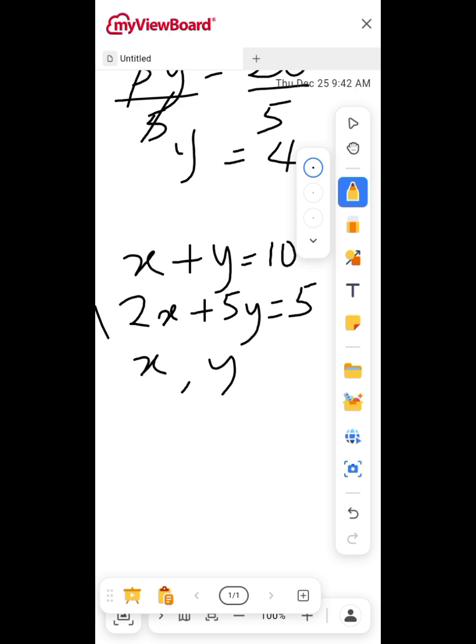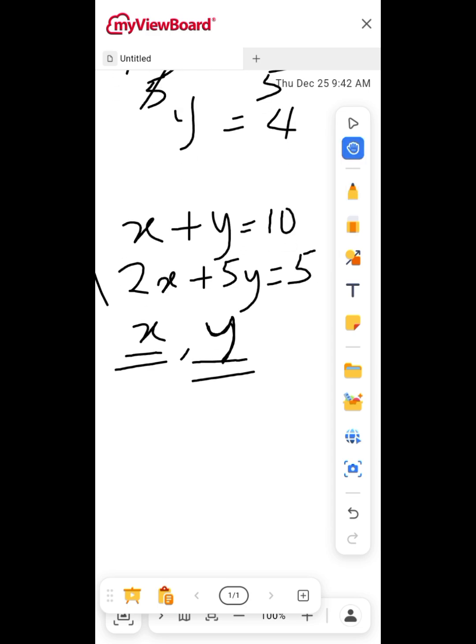Unlike other forms of equation that we have learned in JSS 1 and 2, where we are only interested in finding a variable at a particular point in time, in this case, you are going to find values for your x and values for your y. Am I making sense to somebody?